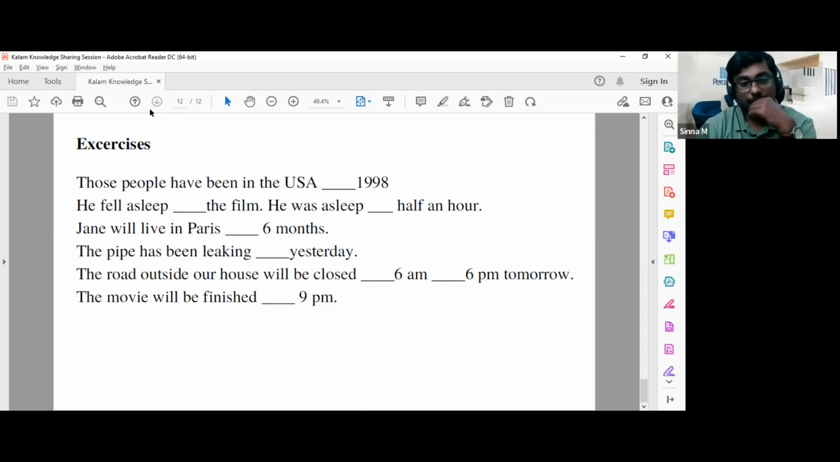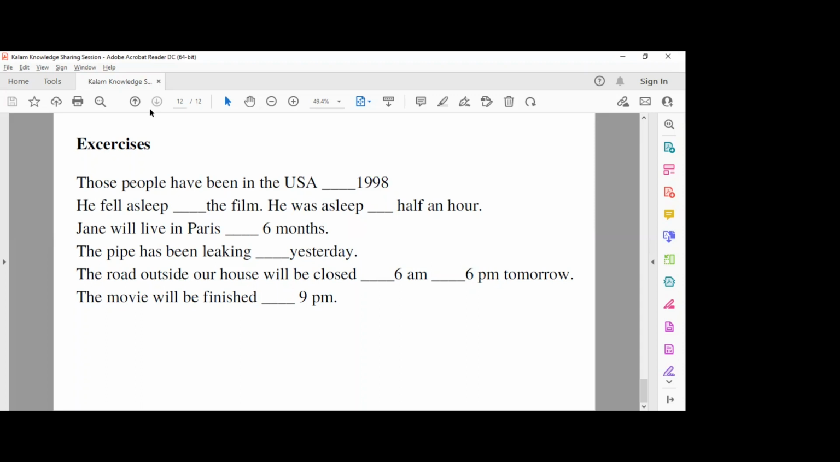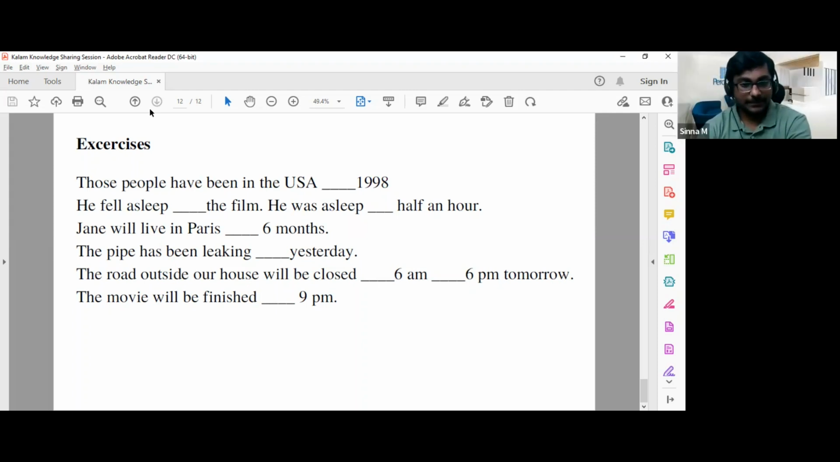From. The road outside our house will be closed from 6 a.m. until 6 p.m. tomorrow. Yes, the second dash is until. Okay. The next one is: the movie will be finished dash p.m. By. Yes, correct.